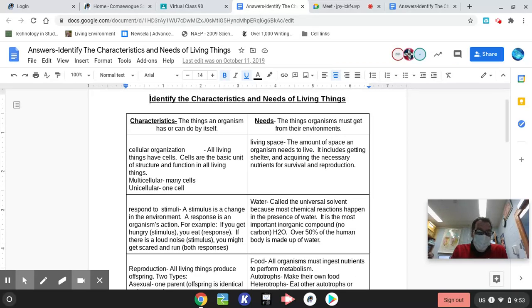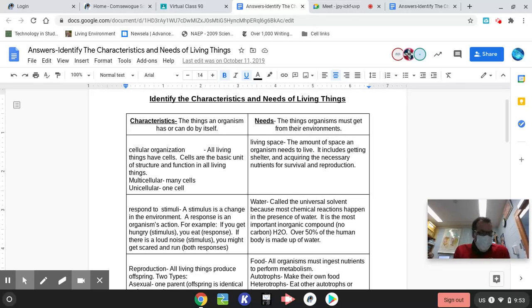The roots of a plant are another great example, because roots respond by growing down. The reason they're growing down is not because they sense water, but because they sense gravity. Okay, so they respond to the gravitational force. So living things do that. They all respond in some way.